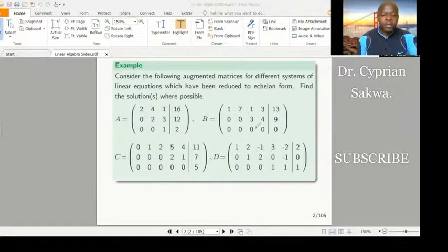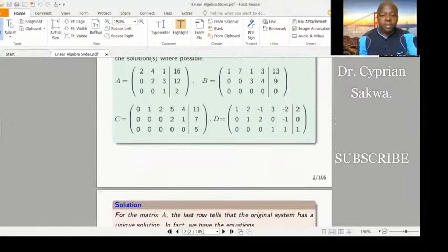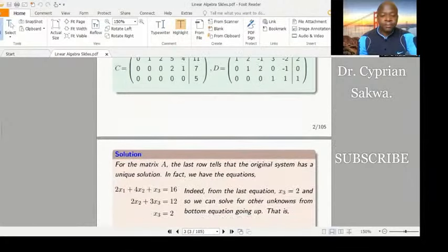And we said that if the last row appears as 0, 0, 0, 0 equals 0, then we would identify the leading entries and then the leading variables, and then the free variables, and solve the leading variables in terms of the free variables. We would also equate the free variables to some parameters. And that will mean that this system has infinitely many solutions. So let's look at the solutions to this system. Once it is 0, 0, 0, 0 equals 0, it means it has infinitely many solutions. So let's have a look.